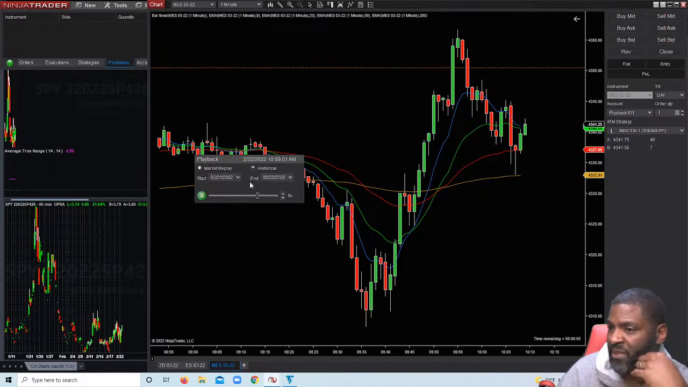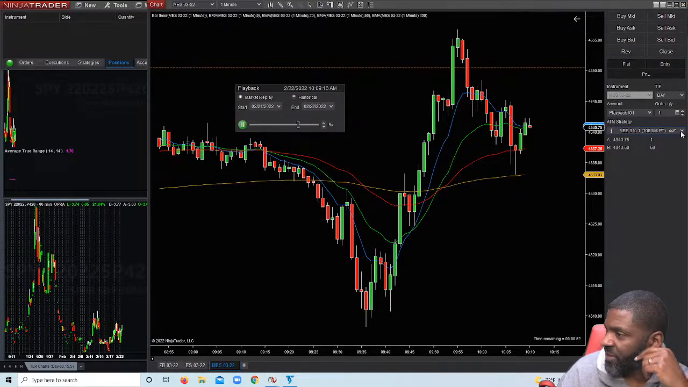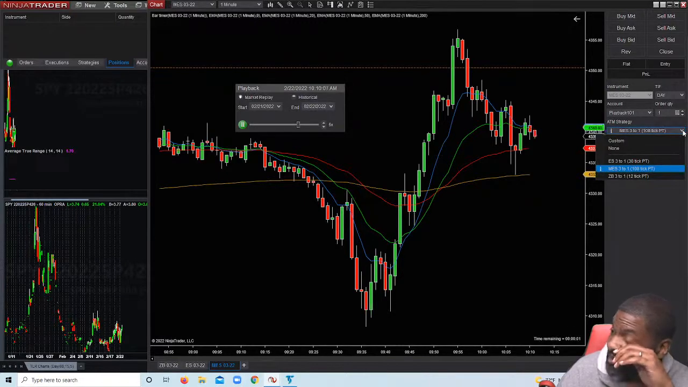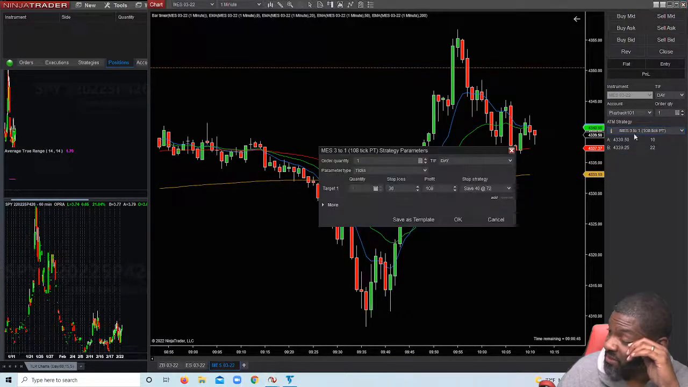So when you're setting up an ATM for NinjaTrader, right? I'm just waiting for this to get back to the time so I can get into the trade so you can see the ATM work, right? So when you set up your strategy, right?